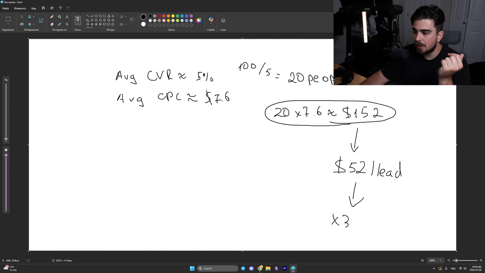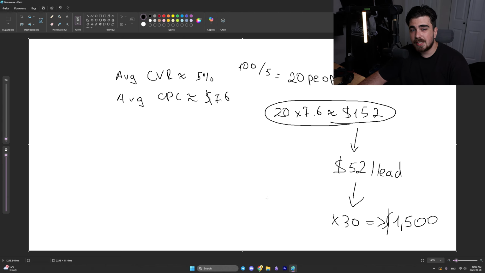Well, if you multiply this number by 30, what you'll get is $1,500. So this is how I manage to figure out the exact budget I need for a home service contractor, right?